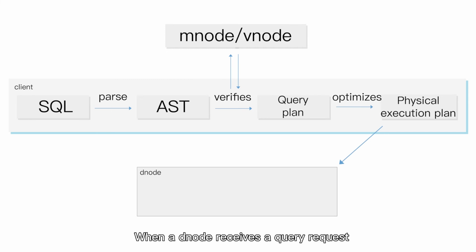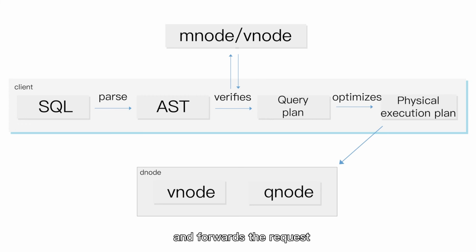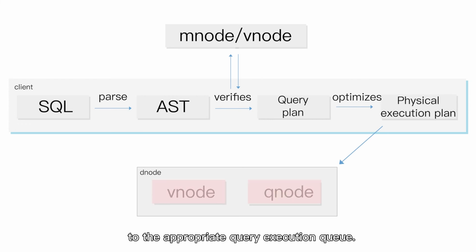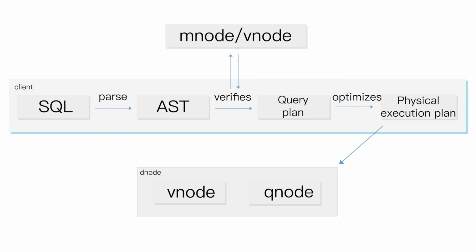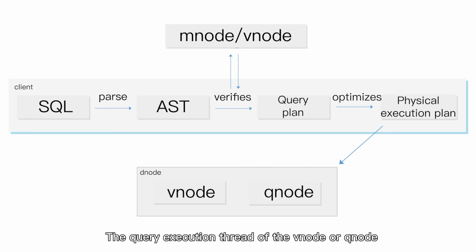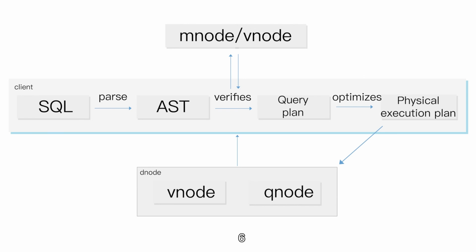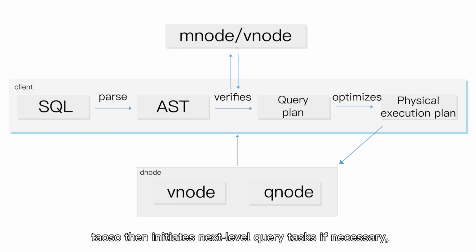4. When a D node receives a query request, it identifies the vnode or qnode assigned to the request and forwards the request to the appropriate query execution queue. 5. The query execution thread of the vnode or qnode establishes the fundamental query execution context, executes the query, and notifies the client once it begins to obtain results. 6. tausc then initiates next-level query tasks if necessary, or otherwise simply obtains the results.